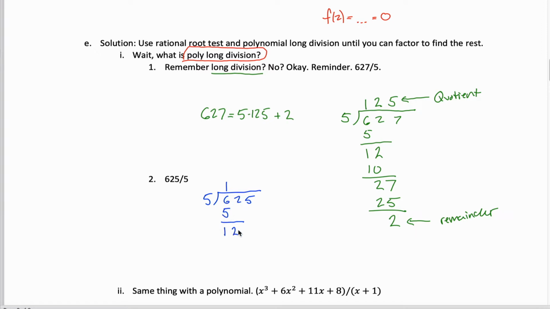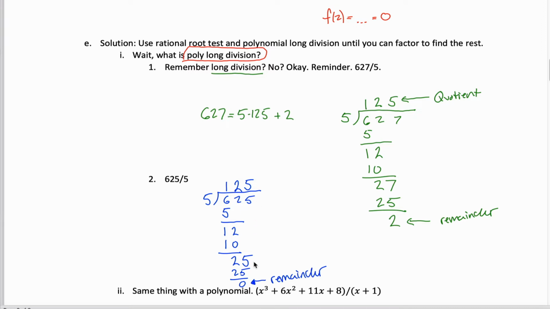Bring down the 2, we got a 12. If our goal is to get rid of as much of this 12 as possible by putting a number up top that'll get multiplied by this 5, the number we should put up top would be a 2, because 2 times 5 is 10, and 12 minus 10 is 2. Bring down the 5, we get a 25 down here, throw a 5 up top, 5 times 5 is 25. We end up with the remainder of 0.